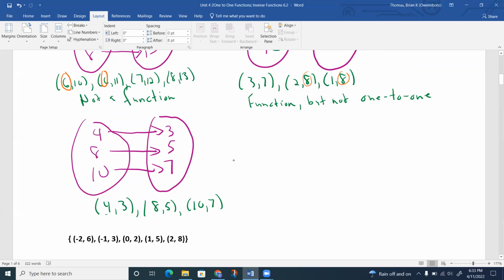If you go the other direction, 3 is assigned to 4, the 5 is assigned to 8, the 7 is assigned to 10. So notice that if you go the other direction, the y values are only associated with one x value. And if you look at the ordered pairs, there's not a repetition in the y values. So this is a one-to-one function. It passes both of those.